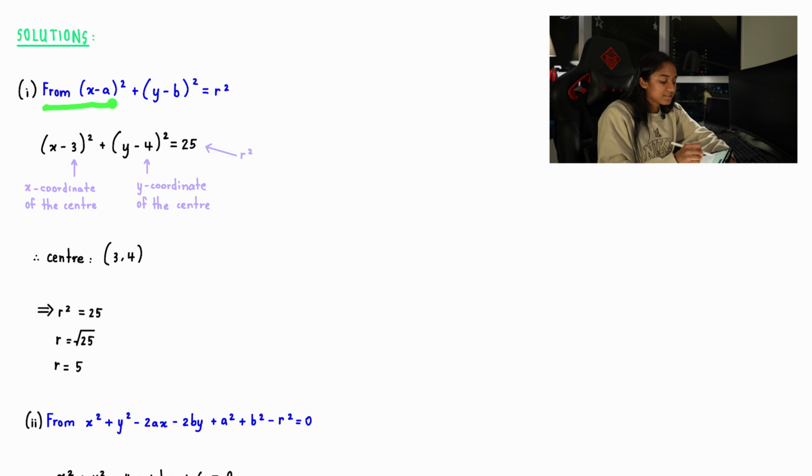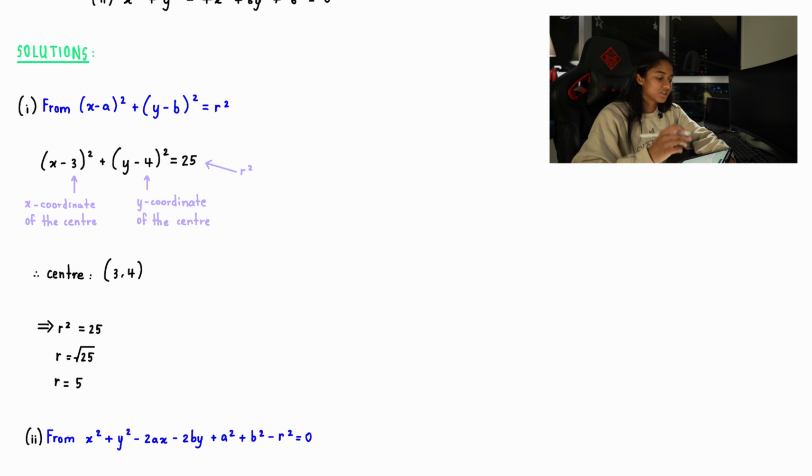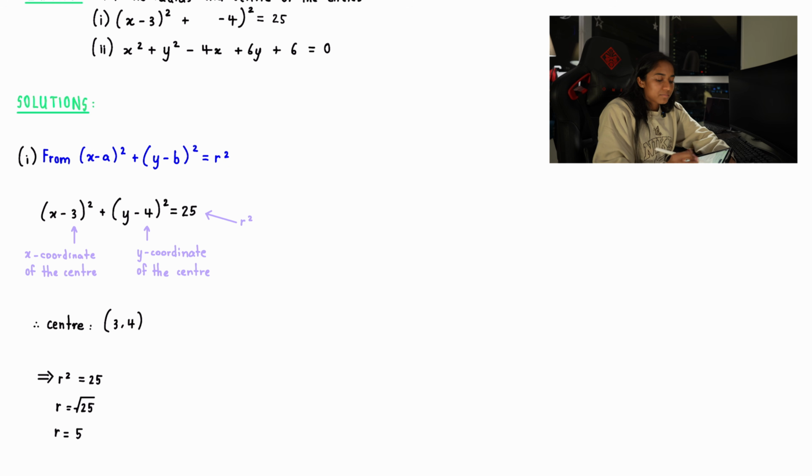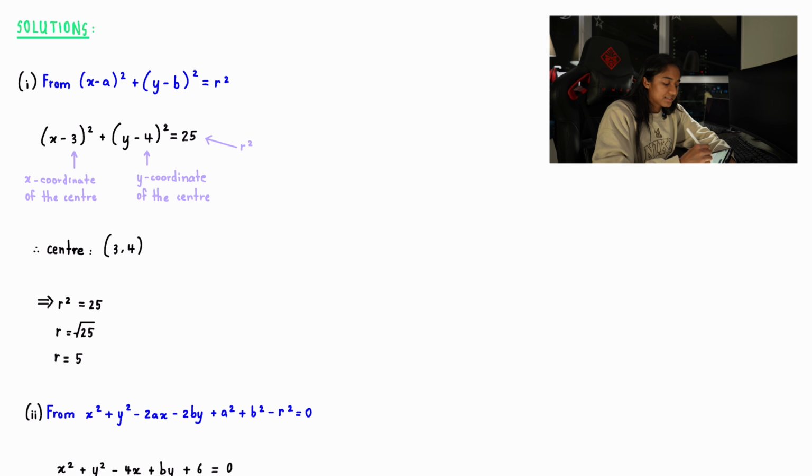So from x minus a all squared plus y minus b all squared is equal to r squared, we know that the x-coordinate of the center would be 3, and the y-coordinate of the center would be 4, and then 25 would be equal to r squared. So all you're doing is mapping onto the equation. So look at this and just map onto that equation there, and we're able to find the coordinates of the center very, very easily, as well as the radius. So the radius would actually just be r squared is equal to 25. So the square root of 25 would be 5. So we know that the radius is 5.